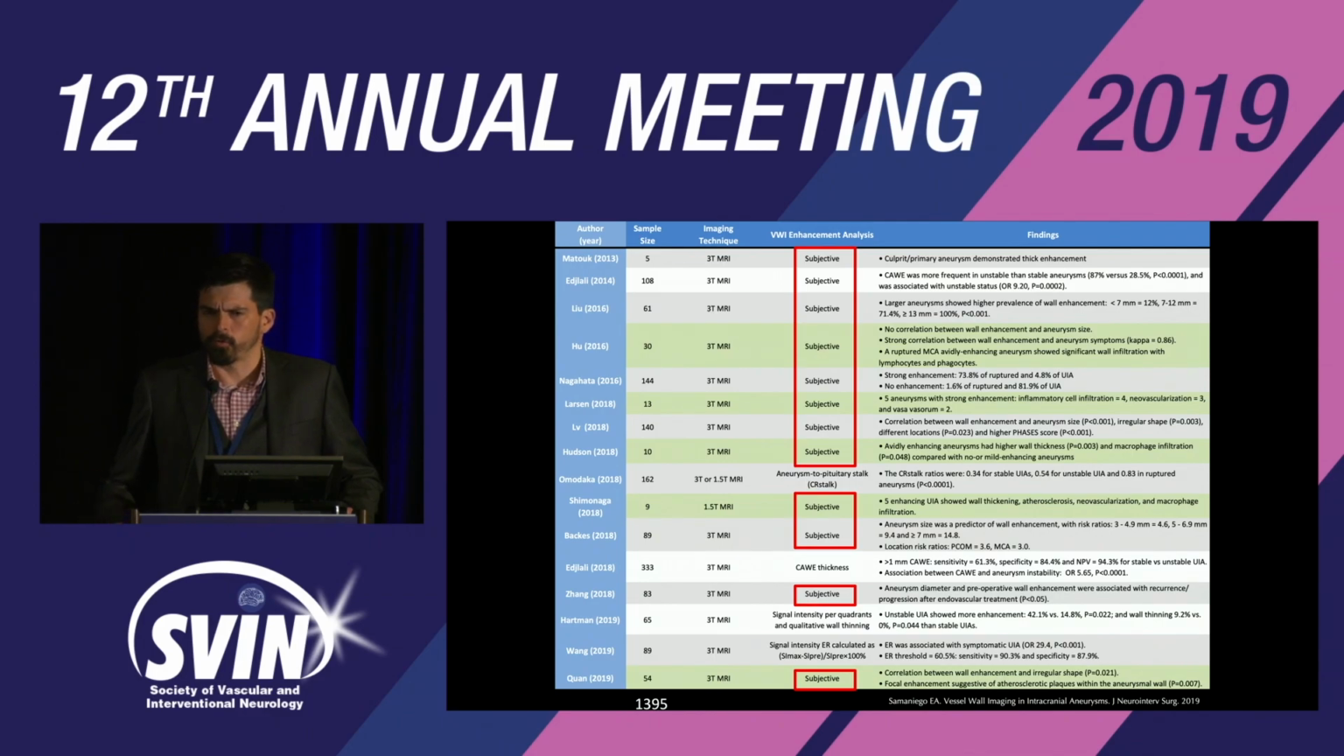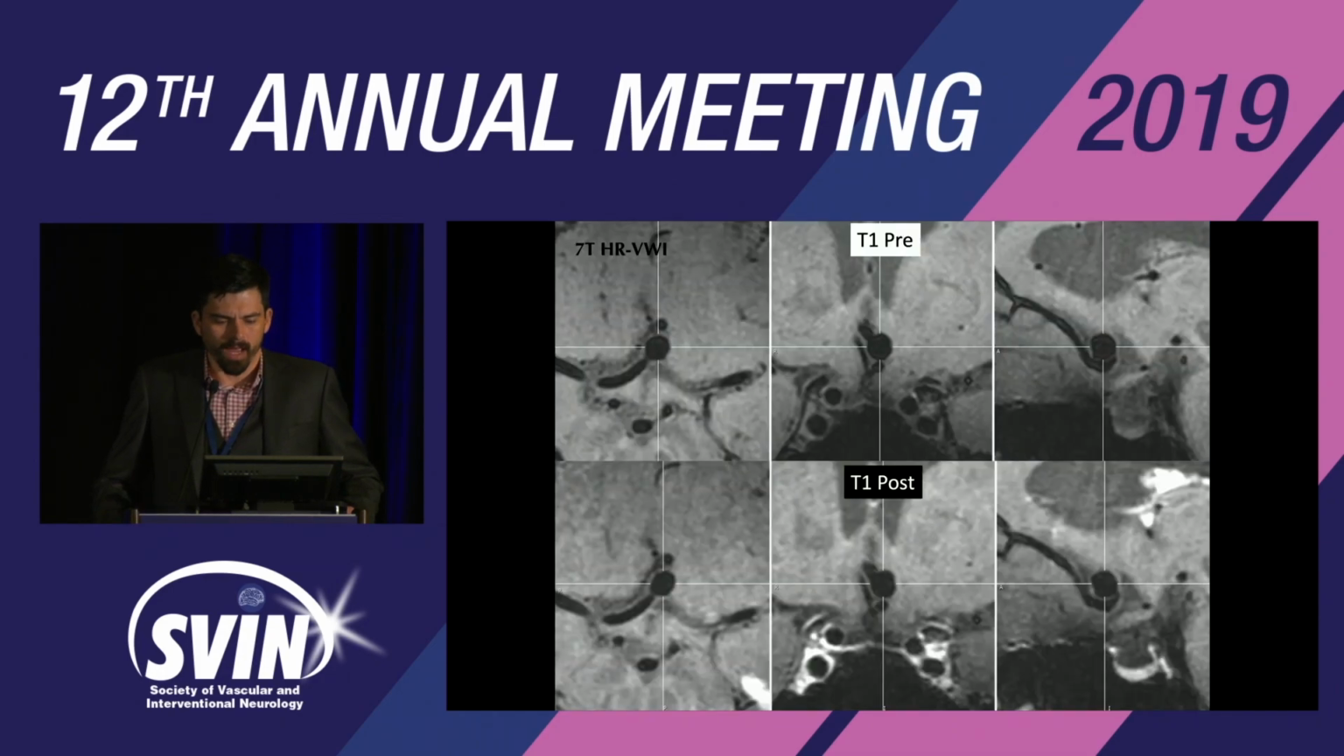In total, we have around 1,400 patients that have been studied with high-resolution vessel wall imaging. And I just want to underline in the red boxes how they measured vessel wall enhancement. It's very surprising that most of the studies use a subjective analytic method to measure. So basically, two guys sitting in the same room saying, yeah, this aneurysm enhances and this aneurysm does not enhance. So it's a big methodological problem, and that's one of the things that we wanted to tackle at the University of Iowa. And we have access to a 7T MRI.